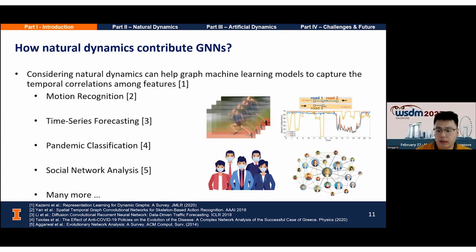Considering the natural dynamics can also help graph neural network models accomplish many more applications. In addition to the motion recognition application we just discussed, studying the natural dynamics can help graph neural networks do, for example, time series forecasting, pandemic classification, social network analysis, and many more. We also prepared some literature for your reference at the bottom of this page.